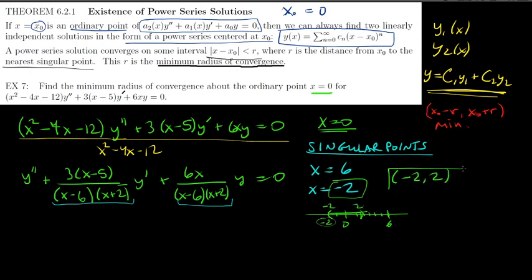Right? So that's my minimum interval of convergence, my minimum radius of convergence, because they asked for the radius of convergence. The minimum radius of convergence is 2. Of course, I mean, the interval of convergence might be way bigger than this, right? So we're not going to be able to figure that out until we actually solve the series. Right, so that's an example of finding the minimum radius of convergence about an ordinary point, in this case, x equals 0.